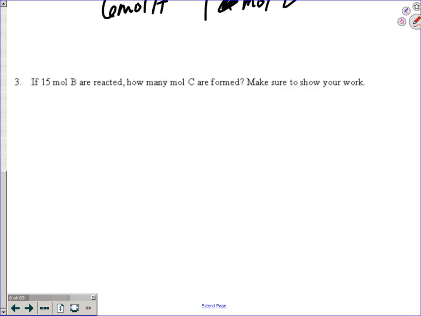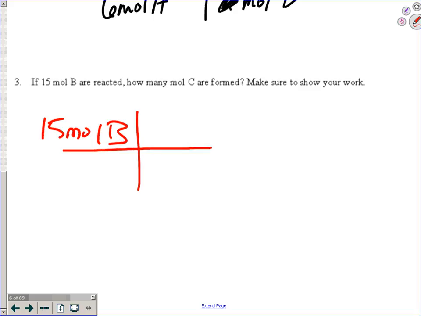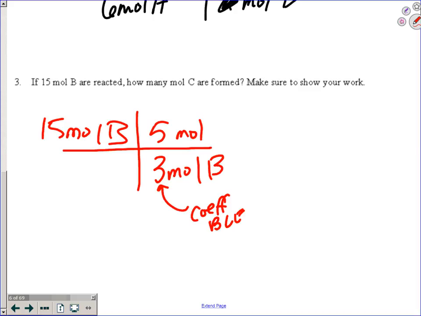Everybody, to start off number 3, what was the first thing you wrote? 15 moles of B, because I really want you to write your units, since we're going to be using this. Ashton, what did you do next? The little lines. And then? I put 3 moles of B on the line. Where are you getting this 3 from? The coefficient from the balanced chemical equation, good. And then what'd you put on top? 5.